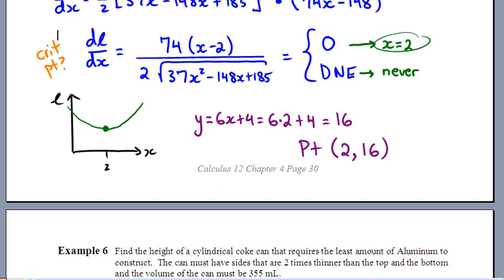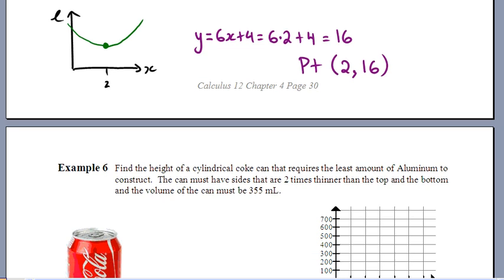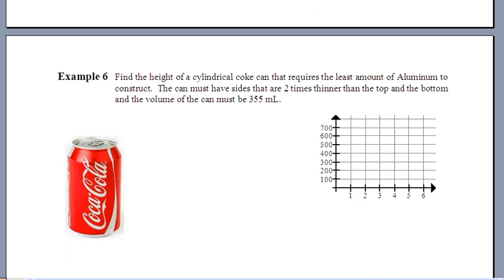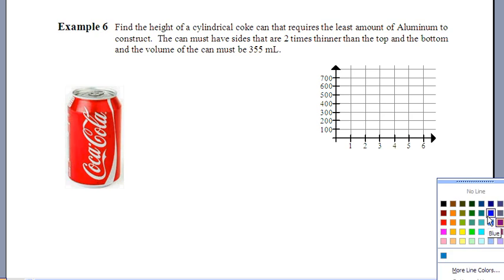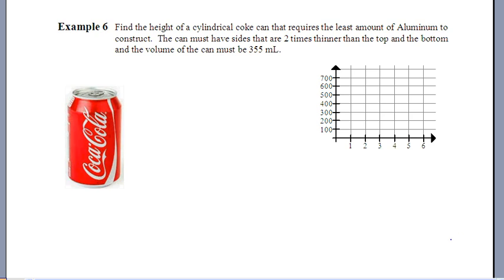The next couple are some neat ones about geometric shapes. Example 6 is going to be about a Coke can, and we're going to try to design the perfect Coke can that will use the least amount of aluminum. And maybe we can maximize the profits for the Coca-Cola company. We definitely have to make sure we hold the right amount of product, but we're going to try to use the least amount of aluminum to do that.